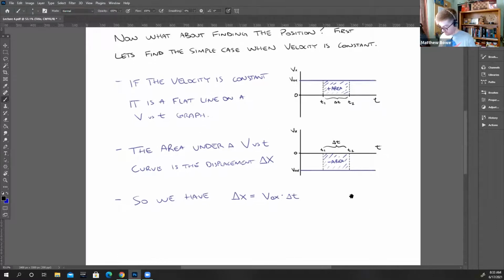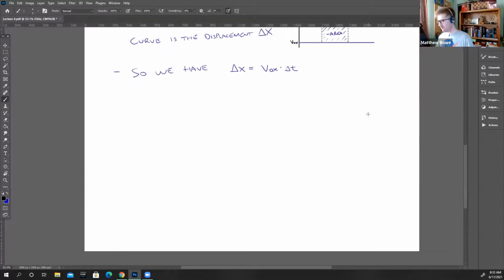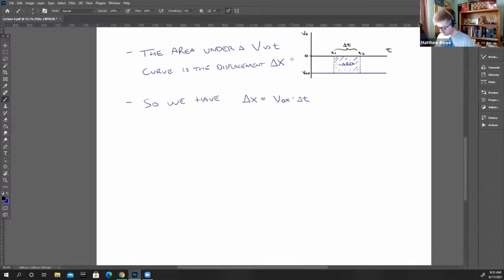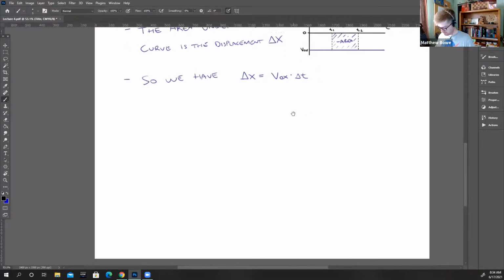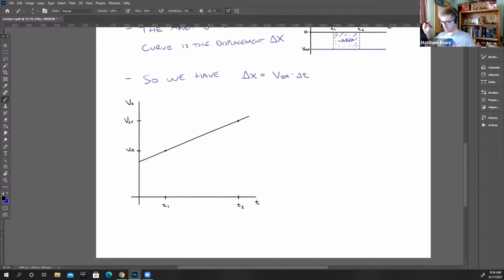Okay, there we go. So we have delta x equals the initial velocity times delta t. Next up, what if the velocity isn't as simple? What if it's not this straight line over here? It's not just an area of a perfect rectangle. What if the velocity is something like, we're not going to jump to too complex, what if it's a sloped line?